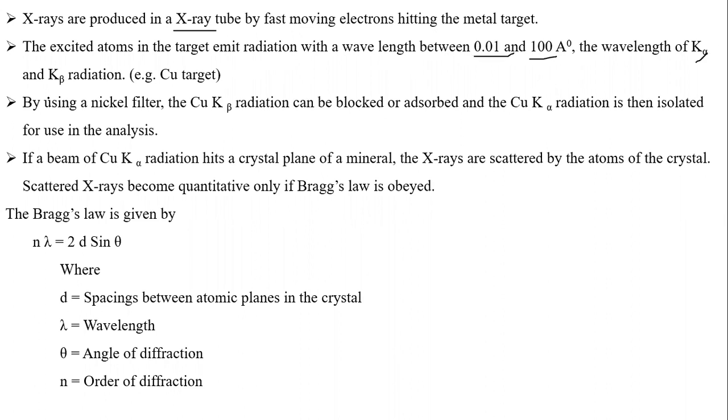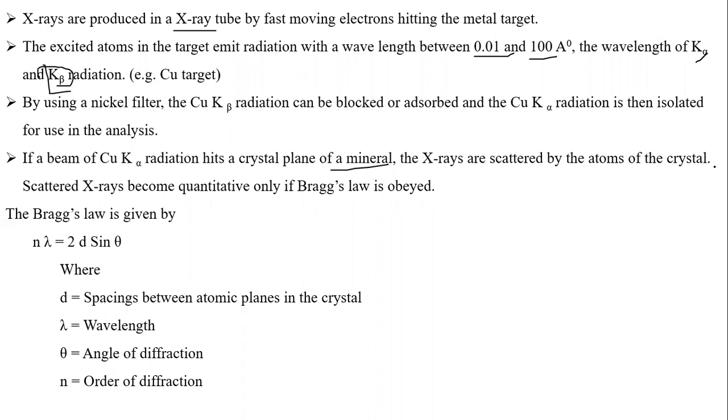Generally, there are two types of radiation that come out, but we want only one type. So we block the beta rays with filters like nickel, and we release only the alpha rays. We won't use both, because if we use both, we won't get proper analysis. So we use only one type of ray, the alpha rays, for analysis. This beam of copper alpha radiation hits the crystalline surface, and the X-rays are scattered.